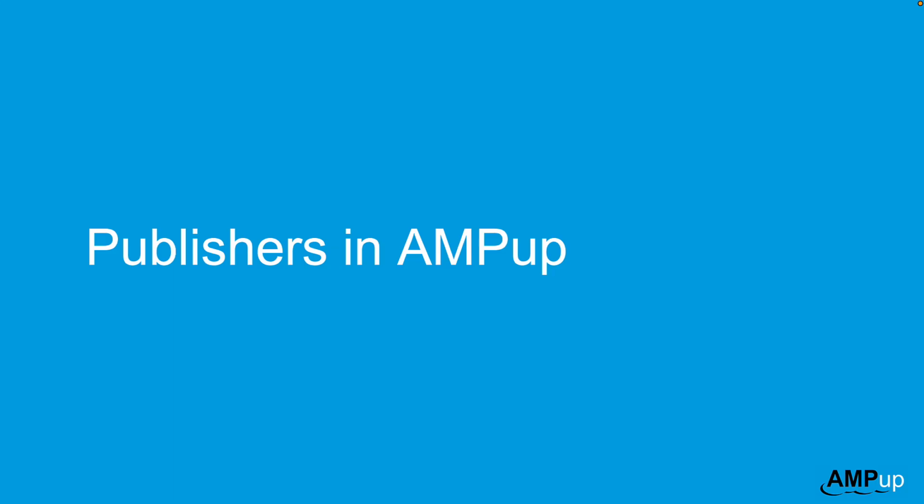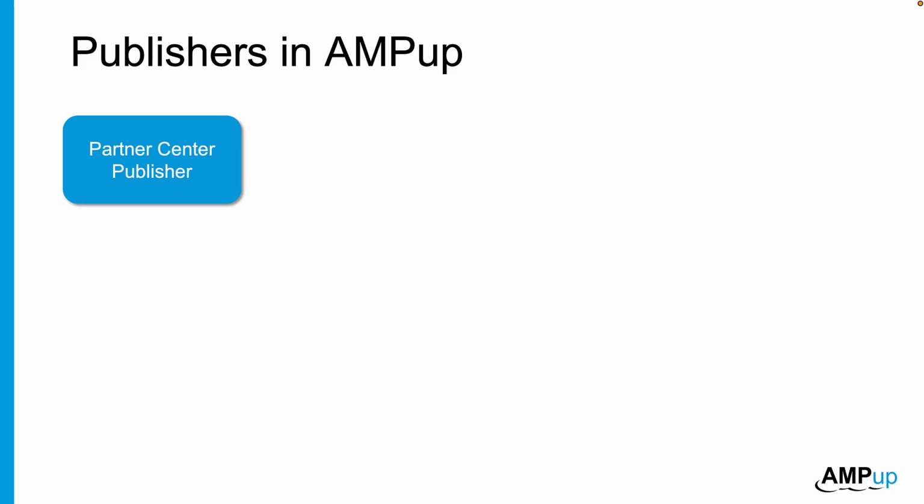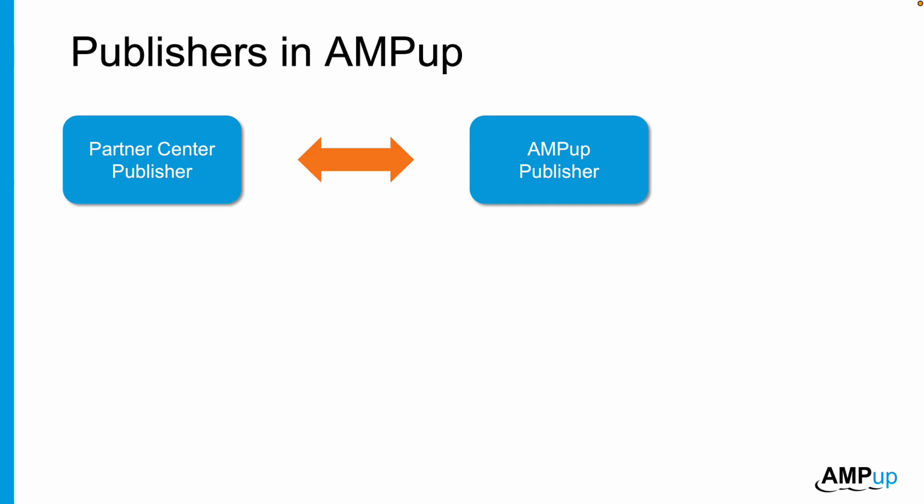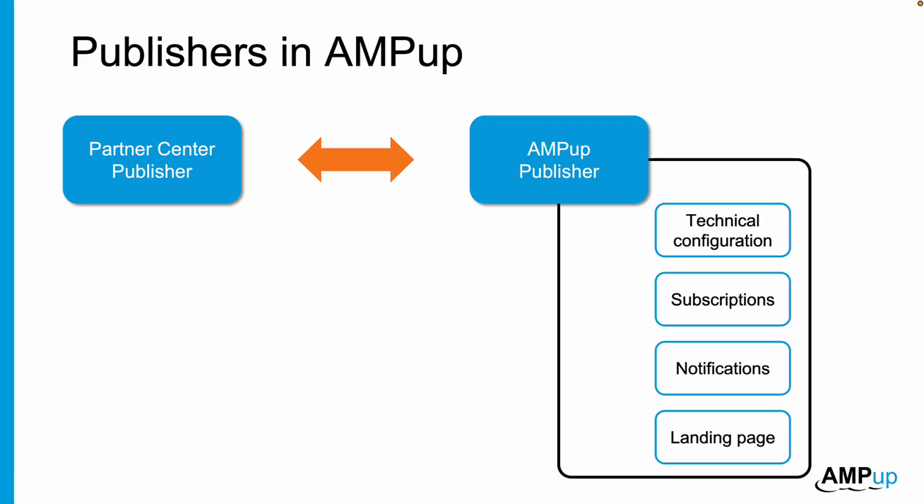Okay, we've taken a look at publishers in Partner Center, but what about the ones in AMPup? Well, for every Partner Center publisher, we want to also define an AMPup publisher. That is to say, there is a one-to-one relationship between AMPup and Partner Center in defining publishers. And publishers within AMPup are logically also containers for other concepts like the technical configuration that gets shared to offers in Partner Center, the subscriptions that customers create when they buy your products, the notifications that you want to receive for different subscription events, for example.